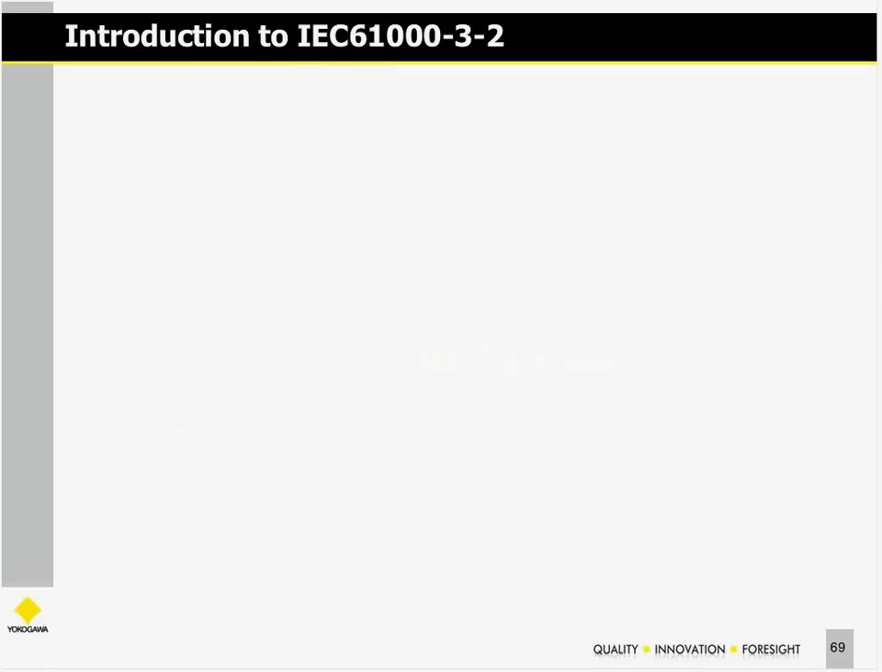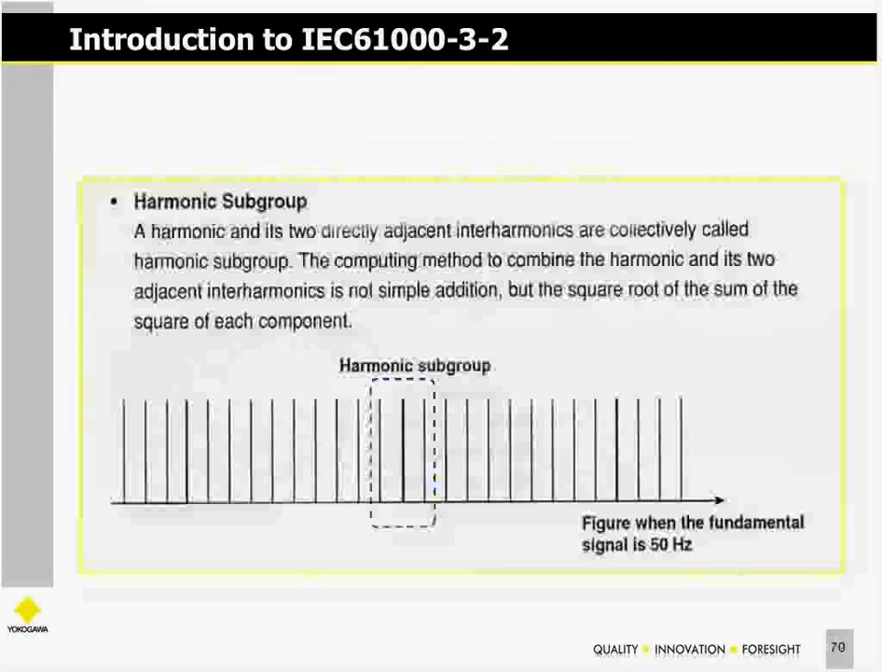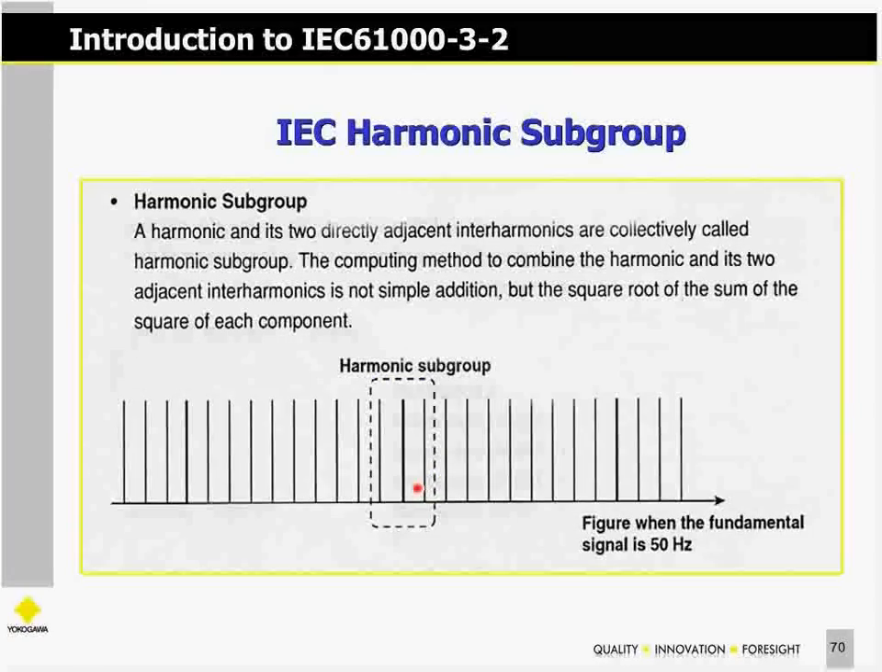Or we can go into type 1 grouping. In type 1 grouping, we just look at the harmonic component that is next to one of the integer orders. And so what we're doing like this is we've got an integer order harmonic, and we look at if there is a harmonic component on either side of that, and we take that amplitude and incorporate that into part of our calculation. So that's what they call a group one test. And this is all done in our instrument, where we have a fully compliant instrument.